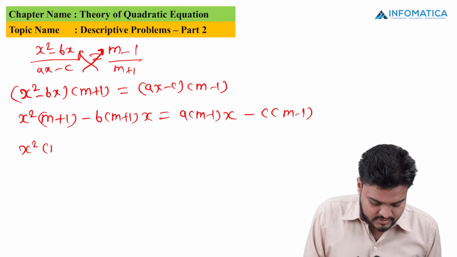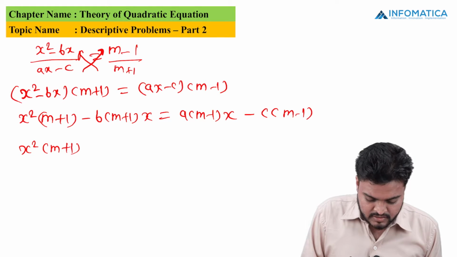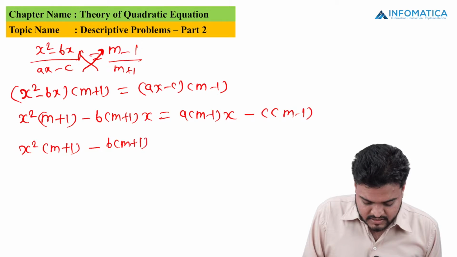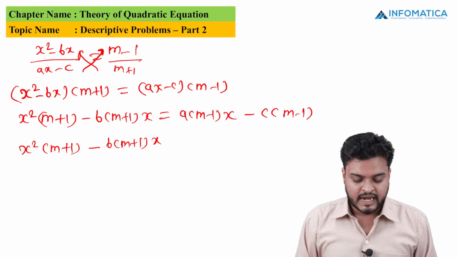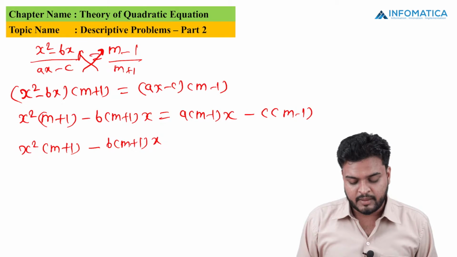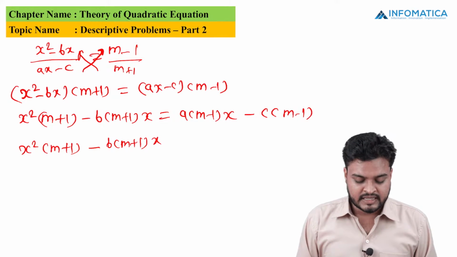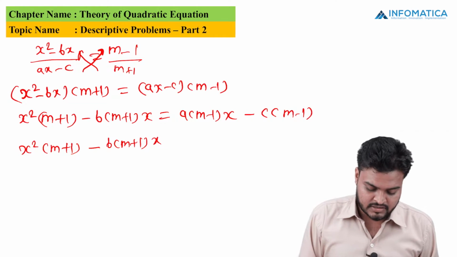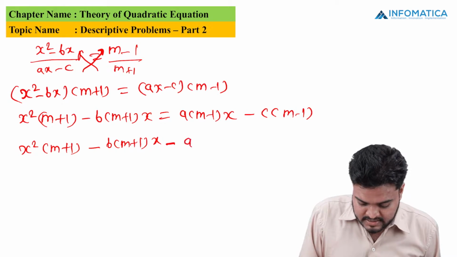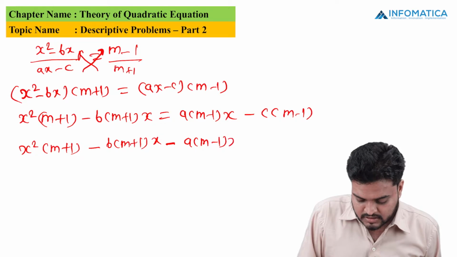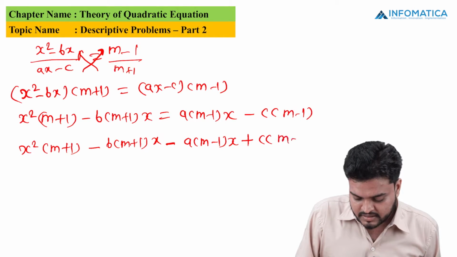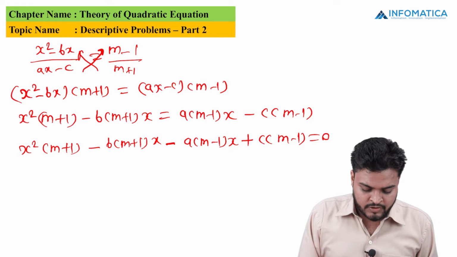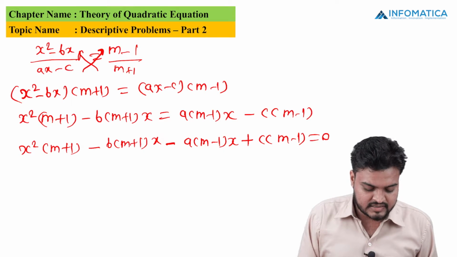Just write it in a standard form. X square into m plus 1 minus b into m plus 1 into x. A into m minus 1 has positive sign, and if I shift this a into m minus 1 to the left hand side, then it will have negative sign. So I can write it as minus a into m minus 1 into x. Similarly, I can write plus c into m minus 1 is equal to 0. So now you can easily say that it is in a standard form.